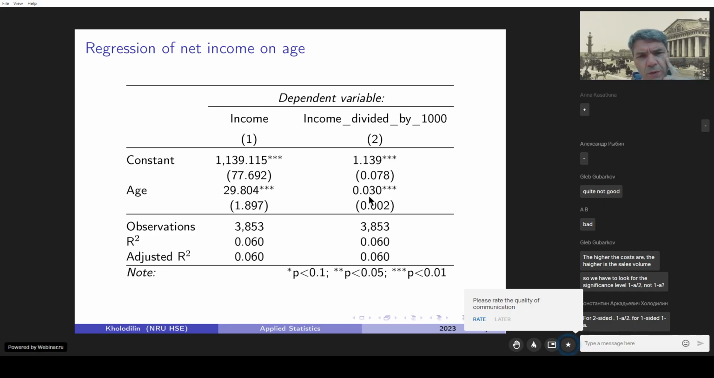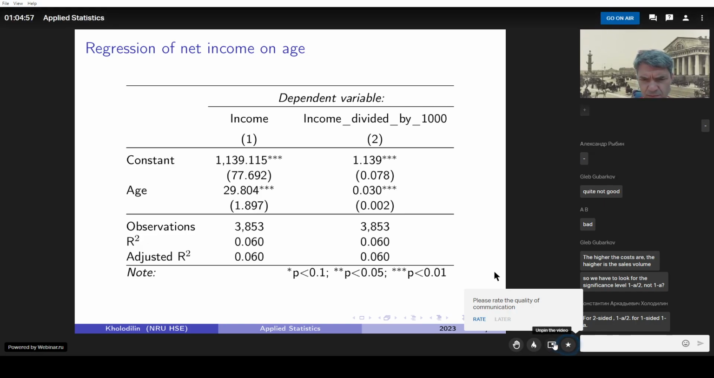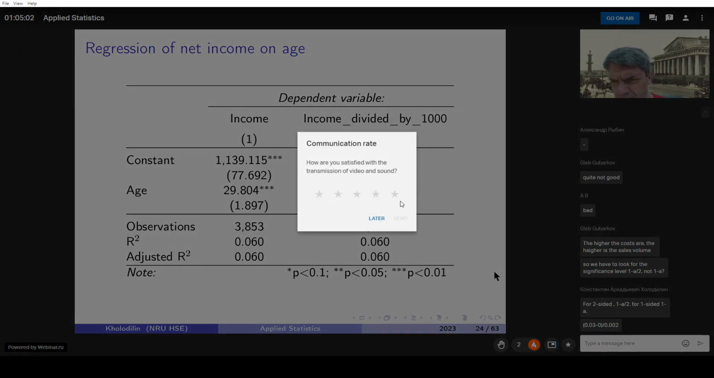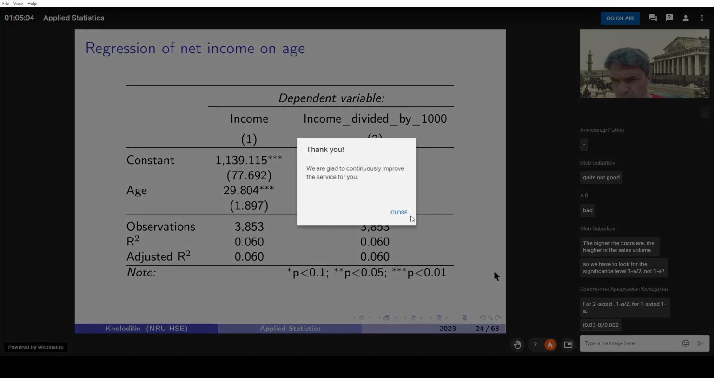Okay, so what we do, we compute the test statistic. We subtract 0 from 0.03, which is the same number, and we divide it by the standard error of this coefficient, 0.002. So we have to divide 0.03 minus 0 by 0.002. Can you give me the number? What will be the result of this?